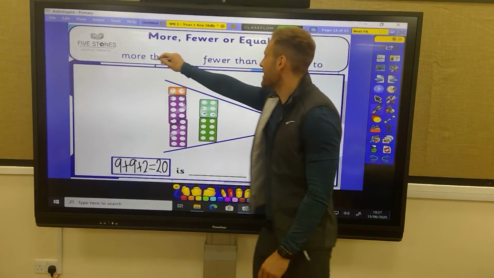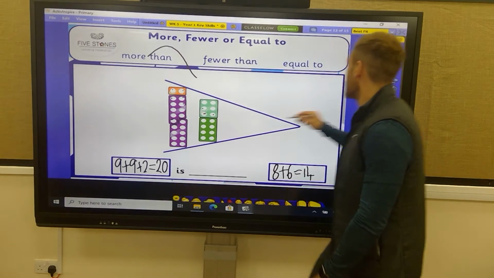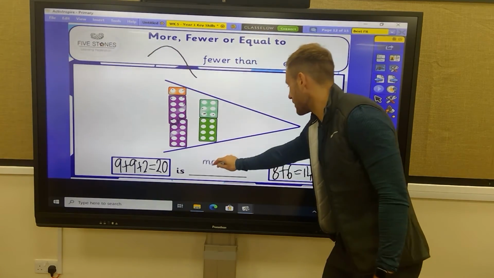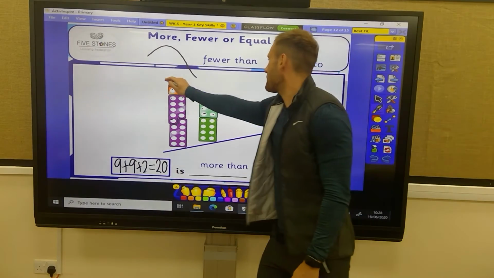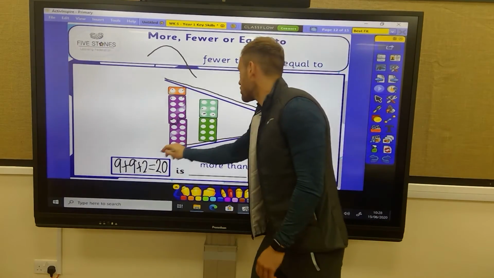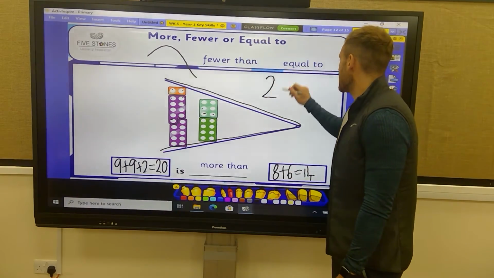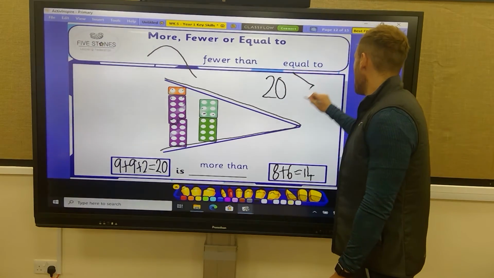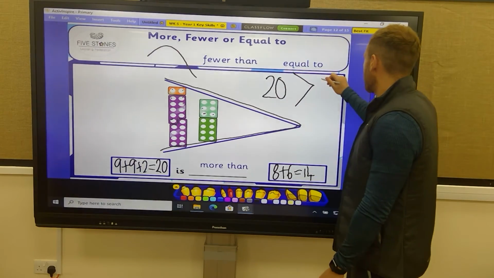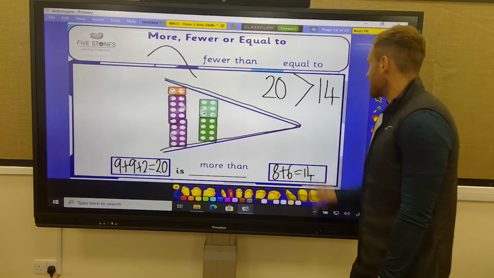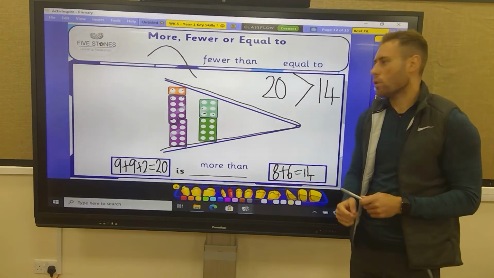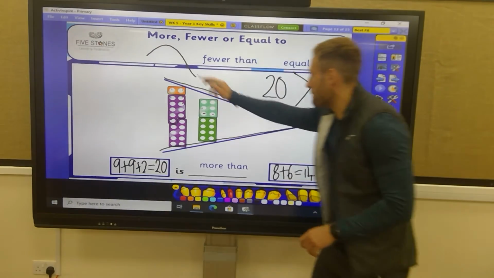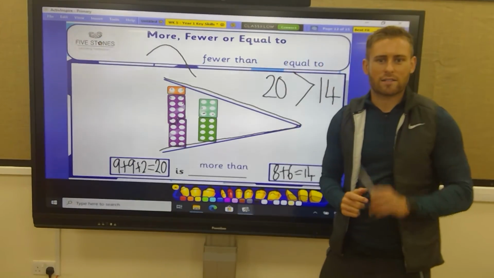Yes, we can see 20 is more than, so I can move more than down into our space. And again, remember, we can use this symbol to show that 20 is more than 14. Fantastic. So the bigger part of the symbol faces the bigger number. And we can fit more in that bigger part. Great work.